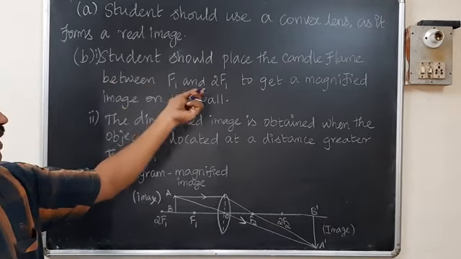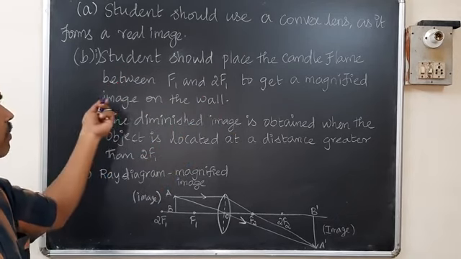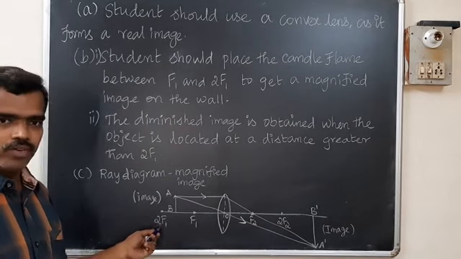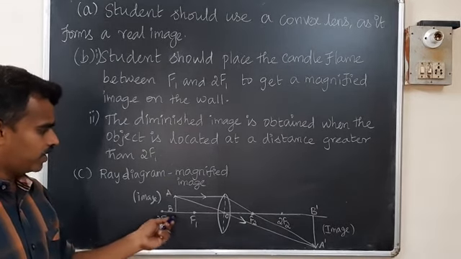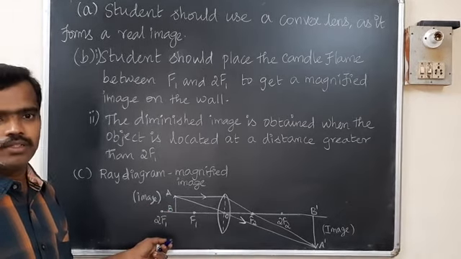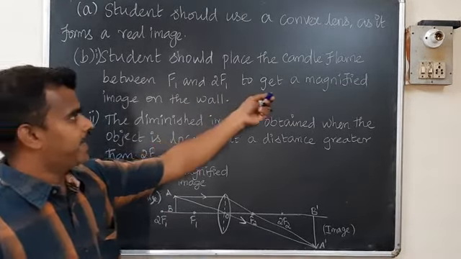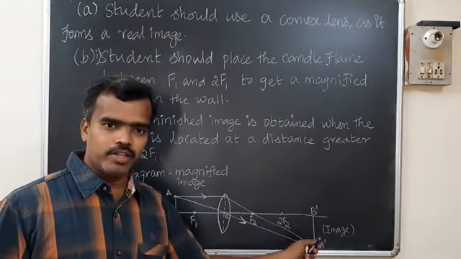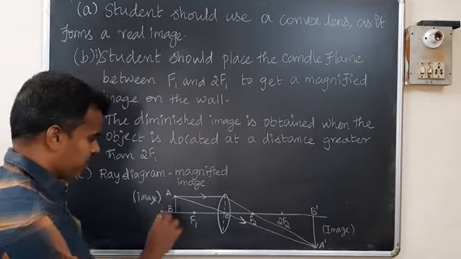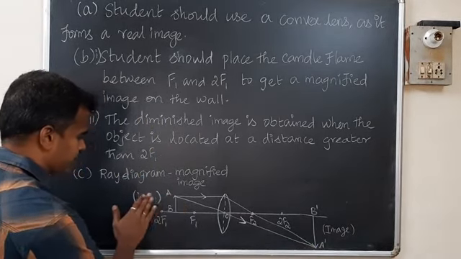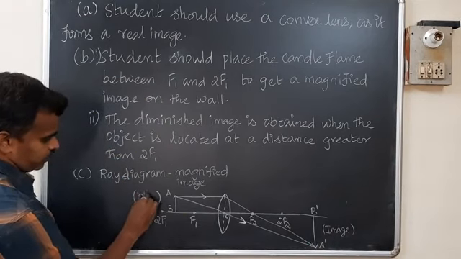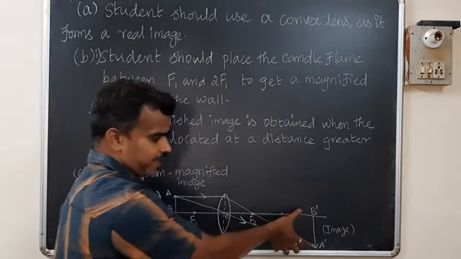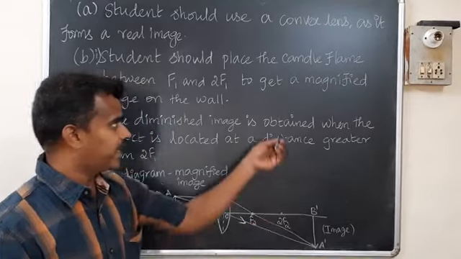The student should place the candle flame between F1 and 2F1. Here we have the diagram with F1 and 2F1. Between F1 and 2F1, we have to place the object to get a magnified image on the wall. The image we get on the wall is magnified. Compare this object's height with the image height: the image height is enlarged.